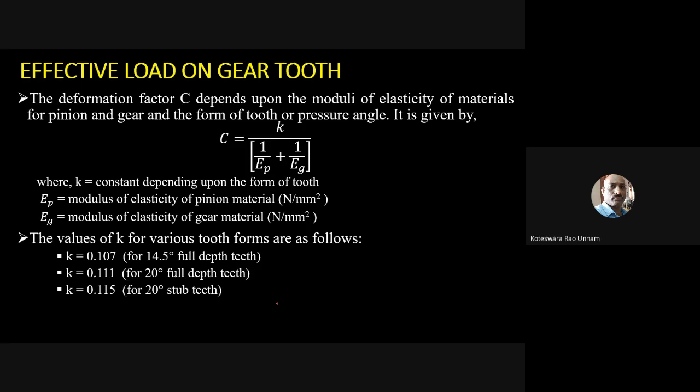Suppose you don't want to use the velocity factor approach, if you want to go for the Buckingham equation, what you need to do is your effective load on the gear tooth is equal to CS into PT plus PD, where PD is the dynamic load given by Buckingham's equation. So using that Buckingham equation, you can calculate PD. Once you have these two, finally you are in a position to calculate the effective load on the gear teeth. Once you know the effective load on the gear teeth, using that we can design the gear.